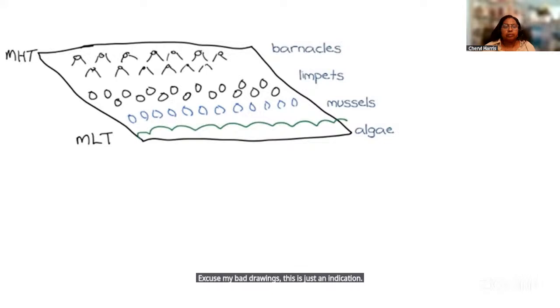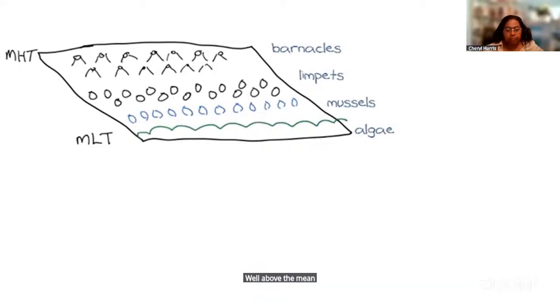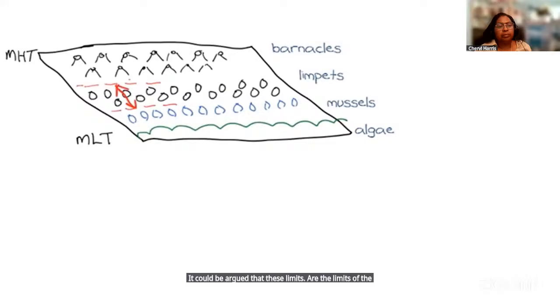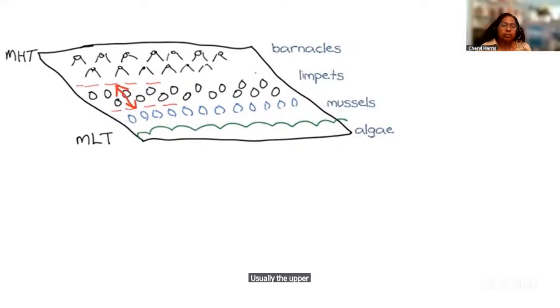In fact, the barnacles and limpets can often extend well above the mean high tide mark in what we call the splash zone. It could be argued that these limits are the limits of the niche of the species. So here, these are the limits of the niche of the limpet. Usually the upper limit is due to desiccation or drying out, while the lower limit is due to competition with other species.